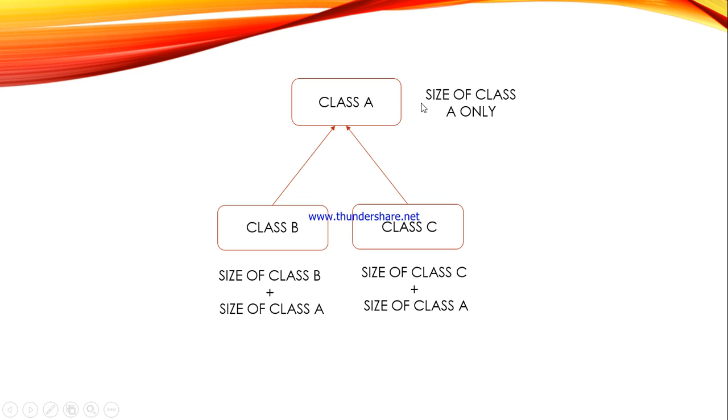Okay, now let's discuss hierarchical inheritance. Size of class A will be size of class A only, as it doesn't have any parent or superclass. Size of class B will be size of class B plus its parent class, that is class A. So size of class B equals size of class B plus size of class A. Size of class C, same as class B, is size of class C plus size of class A, as class A is its parent class.